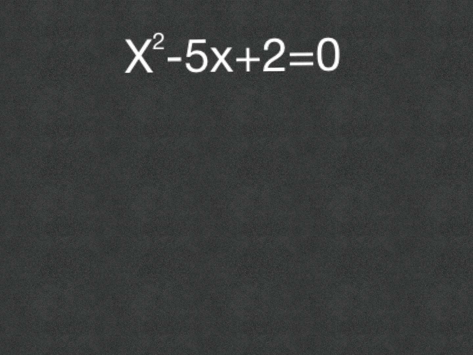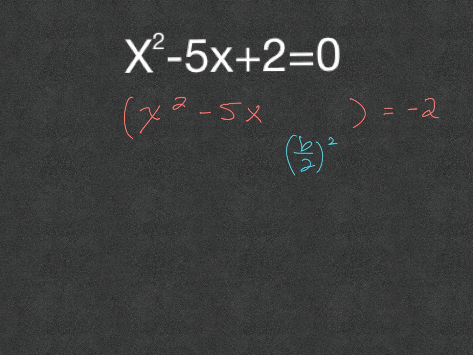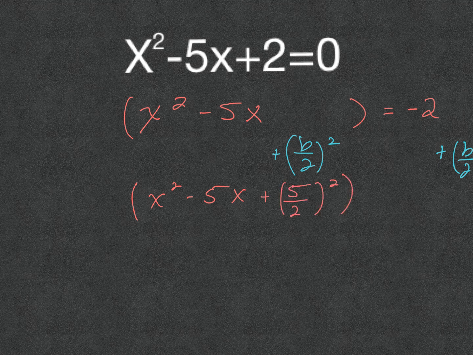Now, if you didn't do that, it's okay, because we have x squared minus 5x equal to a minus 2. Again, I'm going to put the b divided by 2 squared here, and plus b divided by 2 squared there. That's all. So when I do that, I'm going to have x squared minus 5x plus 5 divided by 2 squared equal to negative 2 plus 5 divided by 2 squared, okay?